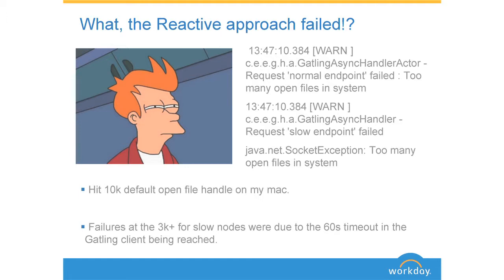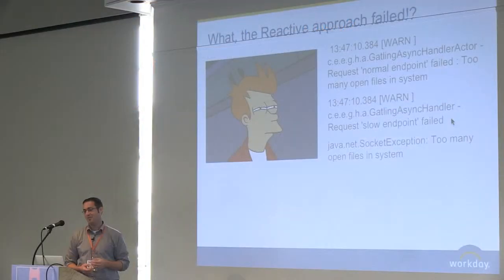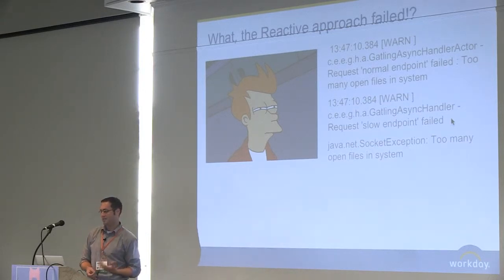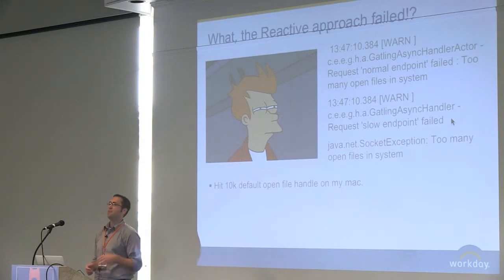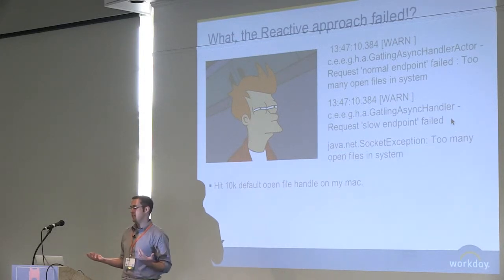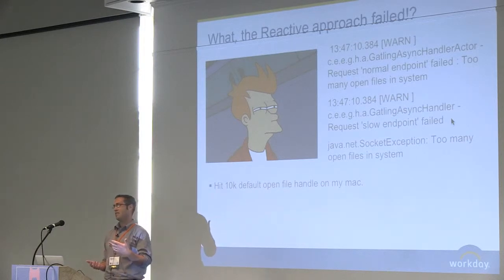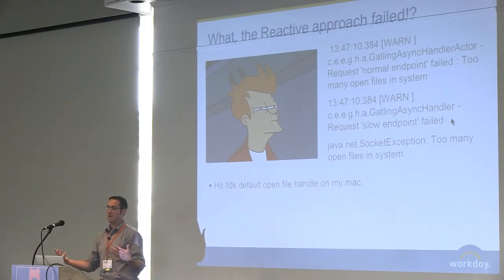But in this case, what we see is that we hit up against the file handle limit of the operating system. So we see a bunch of exceptions being thrown: too many open files in the system. By default, your Mac has about a 10,000 limit for open files. As our client and our server running on the same system made 5,000 open requests and tried to service 5,000 requests at the same time, and then we had a few other background things running, we tipped the system over and hit that 10,000 number.